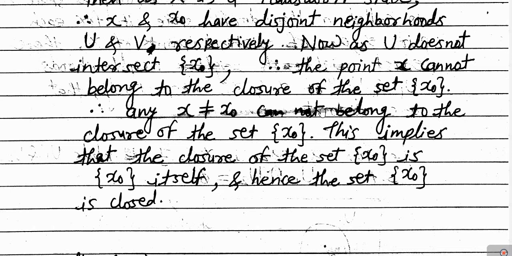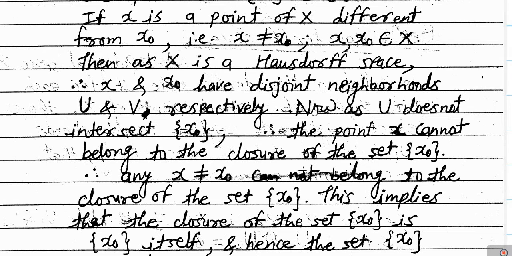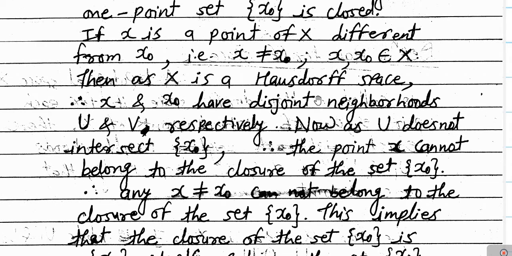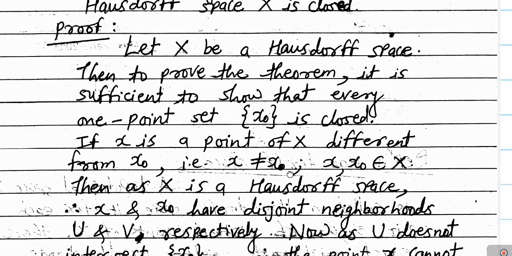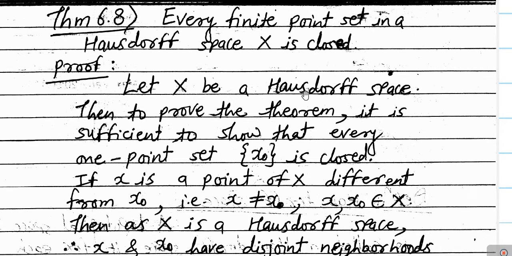So we have shown that every singleton set in a Hausdorff space is closed, and as every singleton set {x0} in a Hausdorff space is closed, this implies that every finite point set in a Hausdorff space is closed. By a finite point set we mean a finite set. So in this way we have proved that every finite point set in a Hausdorff space is closed. This is an important result.